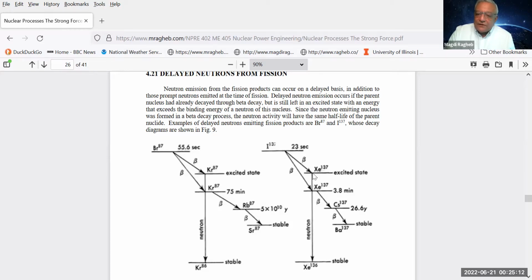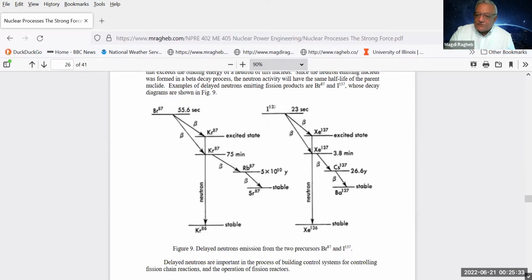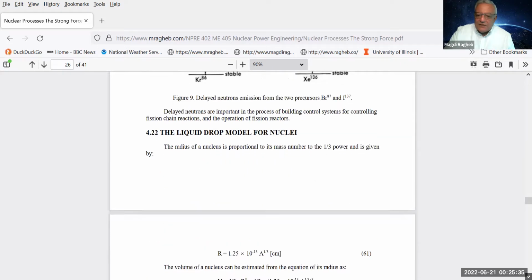You could see here that an excited state of the nucleus emits a neutron on a delayed basis. And that delayed basis takes, instead of microseconds, milliseconds. And that adds sluggishness. The system becomes sluggish. And in that case, we can build control systems that control the nuclear reaction itself.